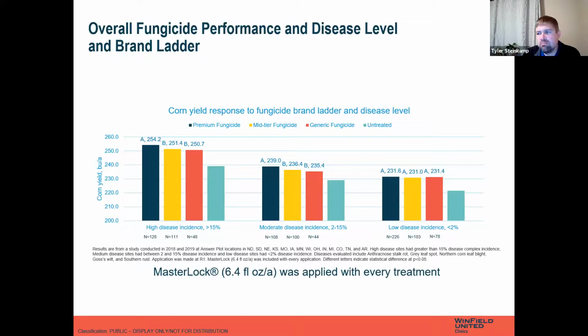Now, the problem that we have is we just don't know what year we're going to have a low disease incidence, moderate, or high. So that's why I tend to like to be more on that premium side, because I know I have a lot more upward potential of that fungicide application. Okay.